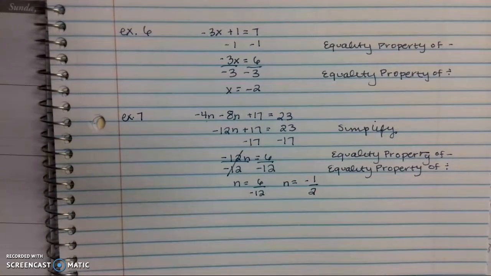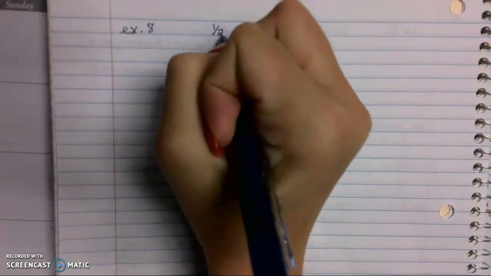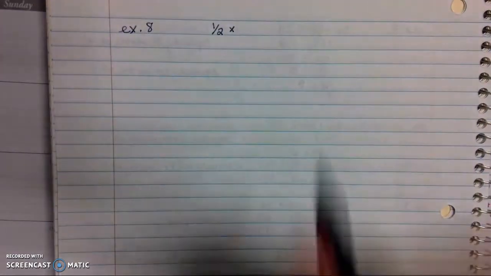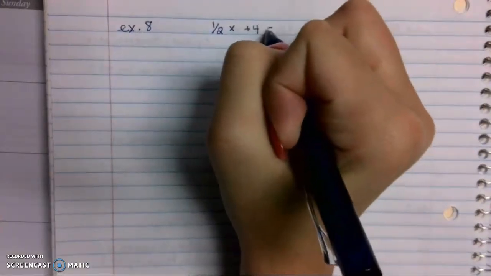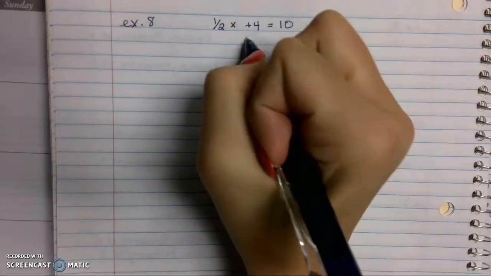Alrighty. I think we have time for one more, so let me flip the page here. Last but certainly not least, we've got example 8. So this is going to be our last one. You are almost there. Stay with me. Okay, we've got 1/2 x plus 4 is equal to 10. Yay, fractions! Take a second. How do you think you would solve this? Alrighty, so we're going to start with that equality property of subtraction.